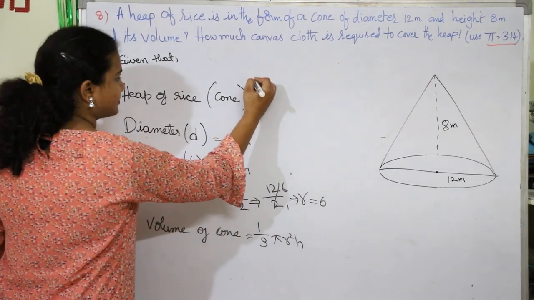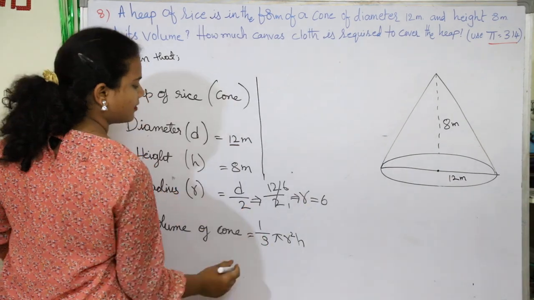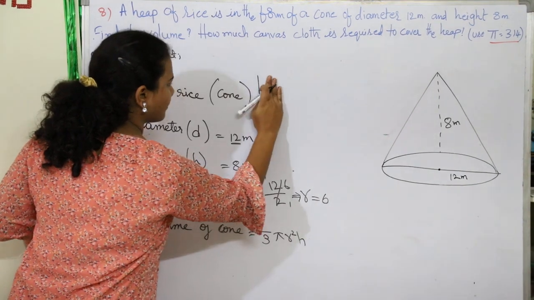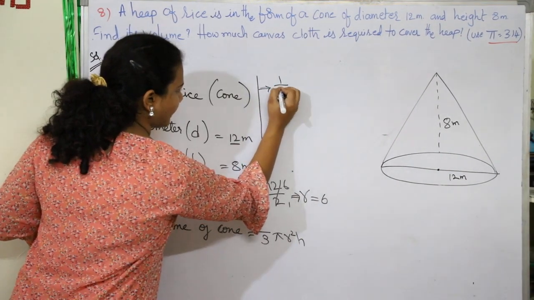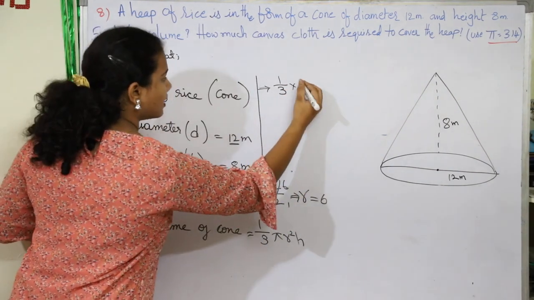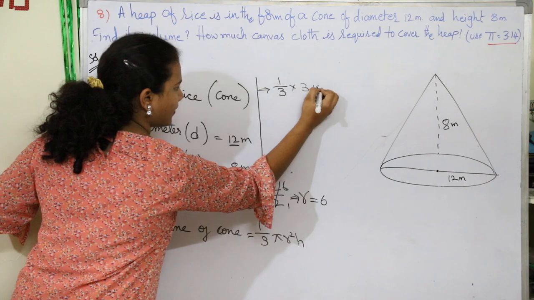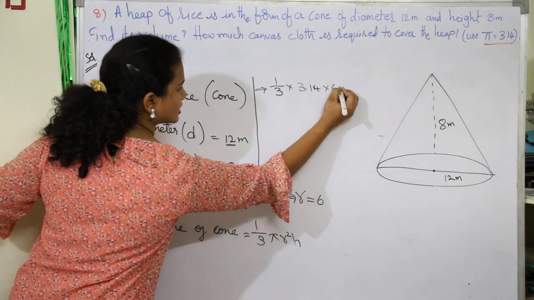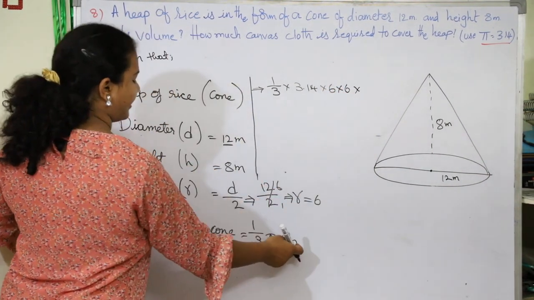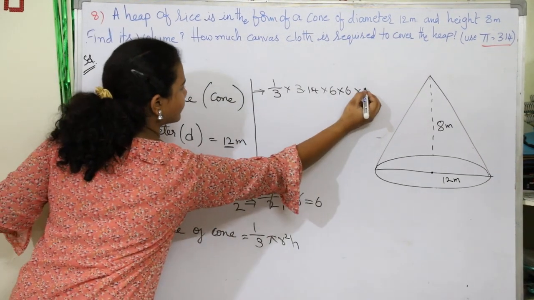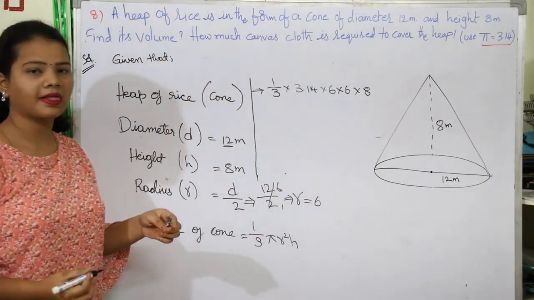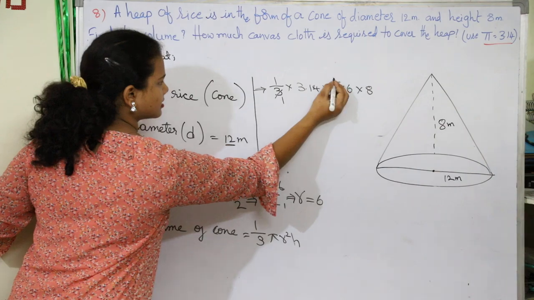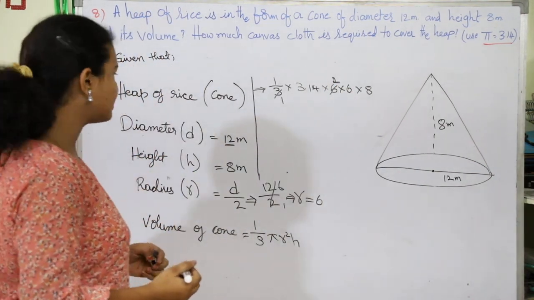Now here just substitute these values. Okay, substitute these values, I can say 1 by 3 into pi value 3.14 into r value, where r equals 6, right? So 6 square into here h value, where h equals 8. So 8. Clear? Now here you have a 3, where 3 ones 3, 3 2 6.